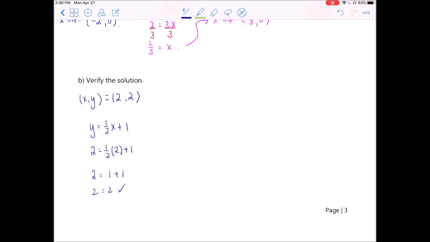And the second equation that was in pink, we have y equals 3 over 2x minus 1, and sub in y equals 2, and x equals 2 as well. And here you cancel these denominator and the numerator here. So we are left with 3 here. So 3 minus 1 equals 2. Okay, so this one's also valid as well. So we have verified that the solution set is 2 and 2.